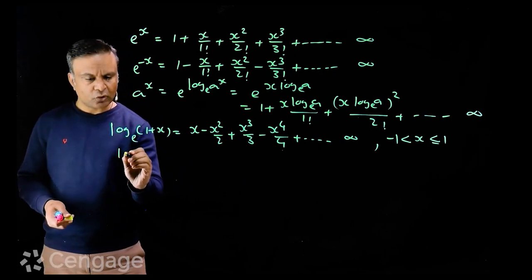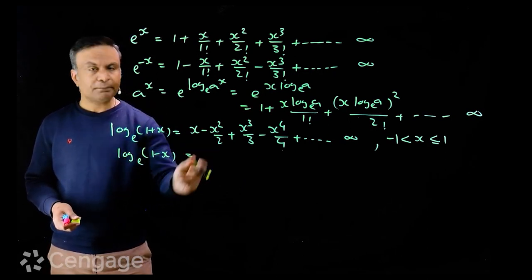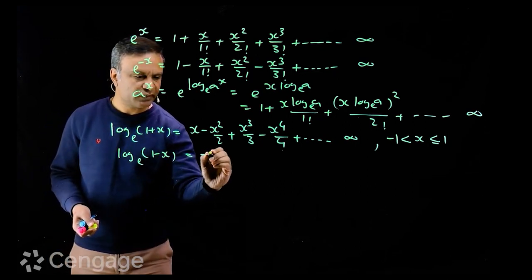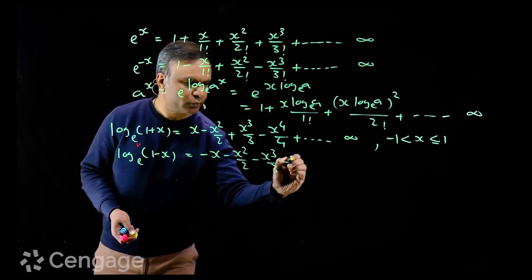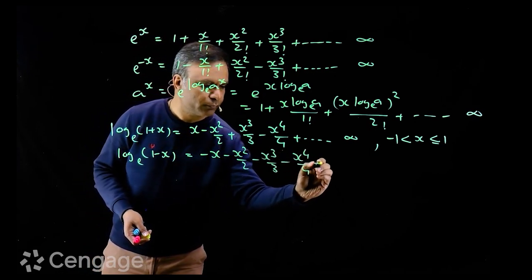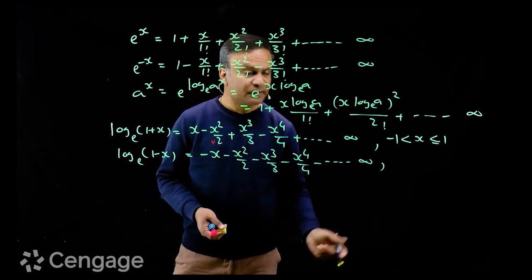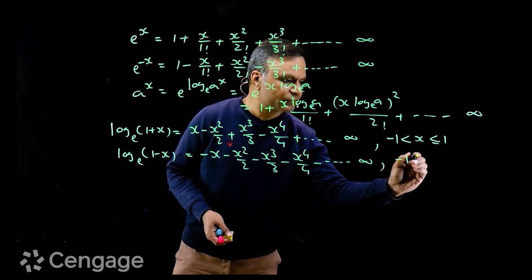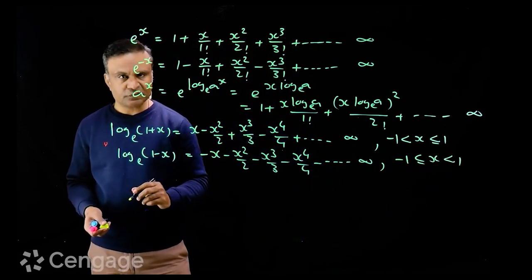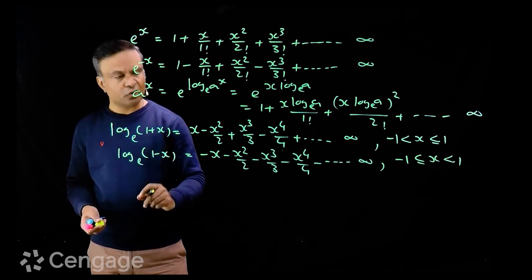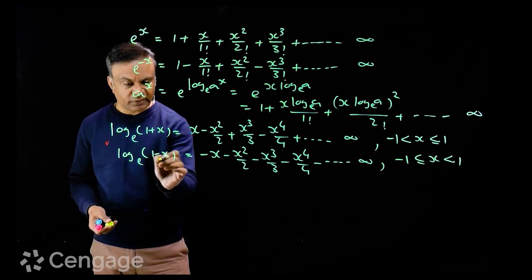Then we have log of 1 minus x to the base e. Simply replace x by minus x. So we have minus x minus x square upon 2 minus x cube upon 3 minus x power 4 upon 4 and so on. In this, if I replace x by minus x, I have condition minus 1 less than or equal to x less than 1. In this expansion you cannot take x equal to 1, otherwise here we will have log 0.